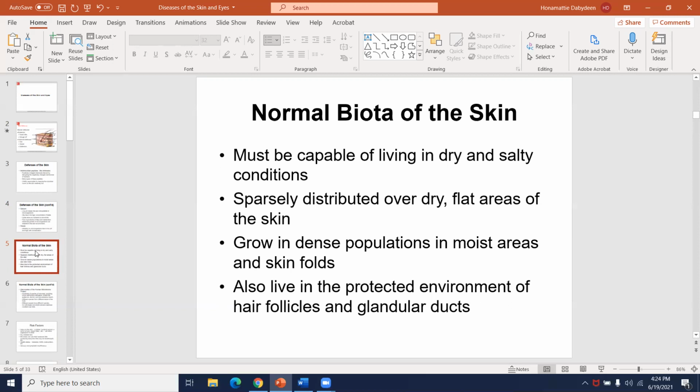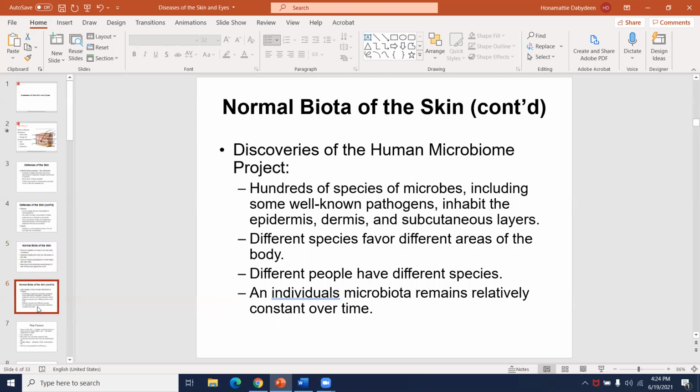Okay, so the normal flora, talking a little bit about what's there. There are hundreds of different species of microbes, including some very well-known pathogens, that can inhabit the dermis and the epidermis and even some of the subcutaneous layer. It seems like different species favor different areas of the skin, different body parts. And different people seem to have different organisms.